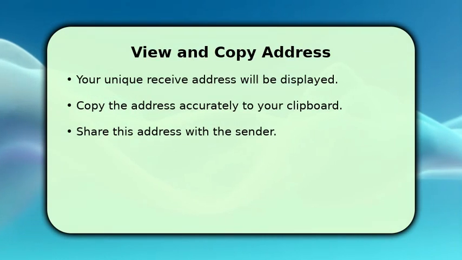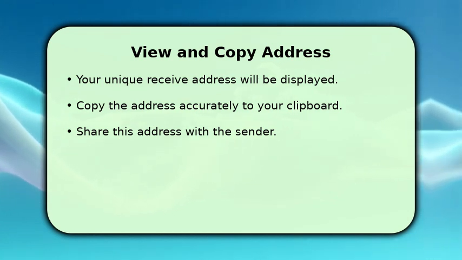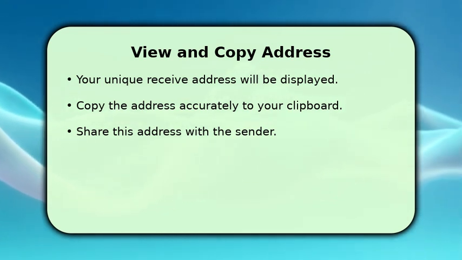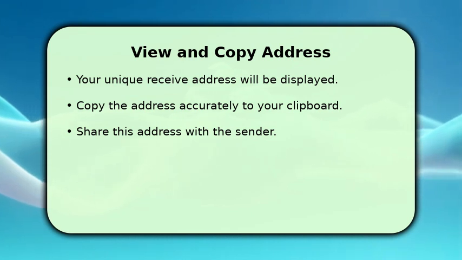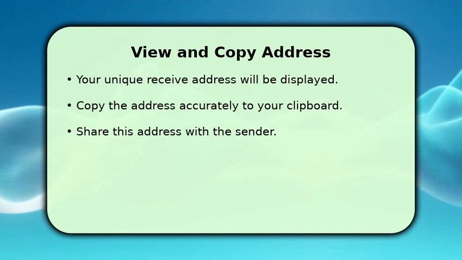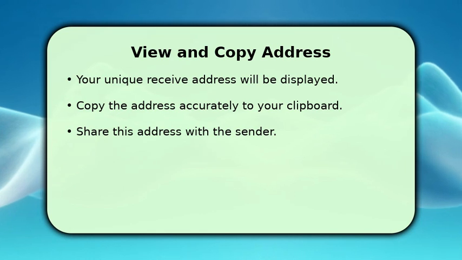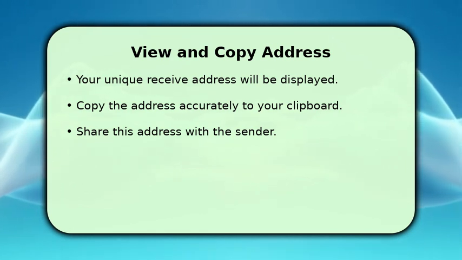Now, your unique Binance receive address will be clearly displayed on the screen. This address is a long string of characters and numbers. Below the address, you'll usually find a copy button. Click this to accurately copy the address to your clipboard. You can also find a QR code for easy scanning. Always double-check the copied address against the displayed one before sharing it with anyone.